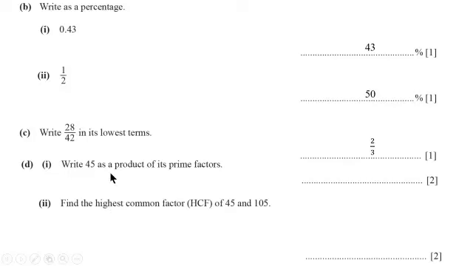Write 45 as a product of prime factors. You can make the prime factorization like this: 45 divided by 3 is 15, divided by 3 is 5, divided by 5 is 1. So we can write 3 squared times 5.